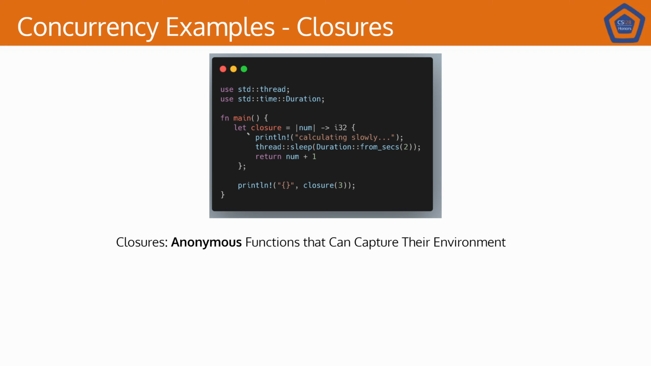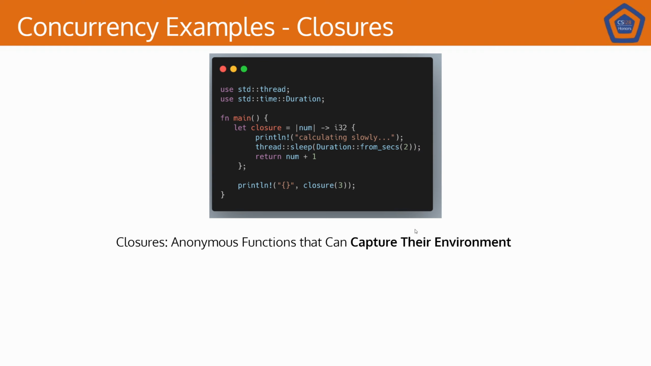In this case, I have some function, which I'm going to refer to as closure. It takes in some variable called num and returns an int, and this is what it does. It calculates over 2 seconds and then returns num plus 1. Then we can call closure, because we are calling it closure here. We give it a 3, so num equals 3. We wait 2 seconds, and then we return 4. And so this would print 4. Okay, that's pretty much it.